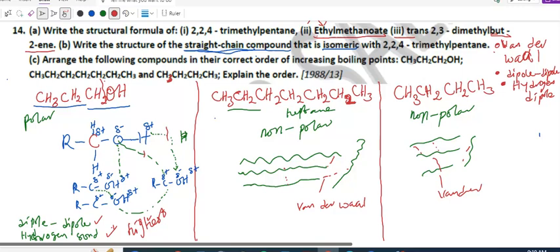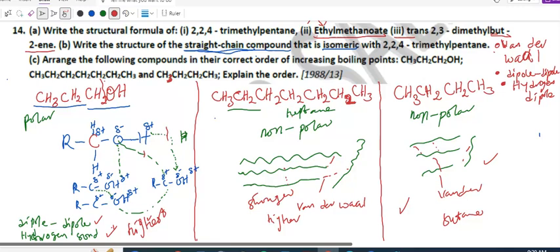Then coming to these two compounds, they have the same kind of intermolecular forces, which are van der Waals forces. Now, in this case, remember what we said: the longer the chain, the stronger the van der Waals force. The chain length of heptane is longer than butane. Therefore, the van der Waals force here is stronger than the van der Waals force here. Therefore, this one also has a higher boiling point than this. So the one that has the least boiling point is butane.